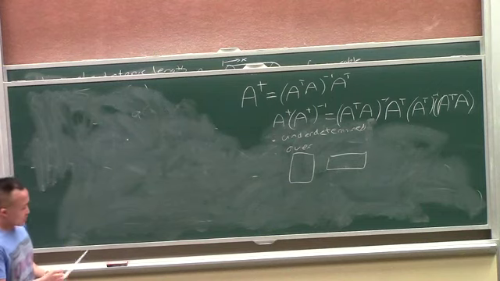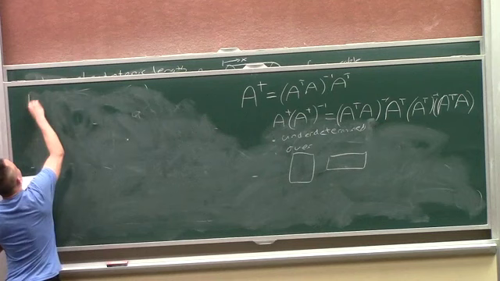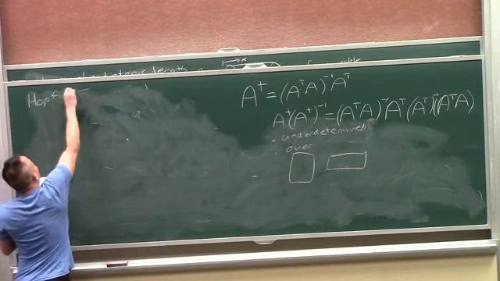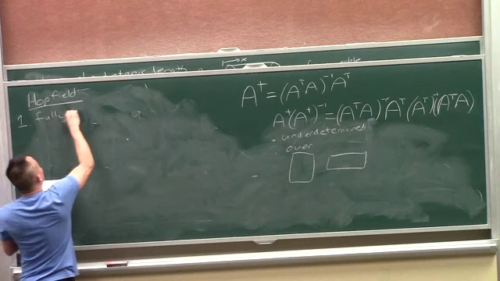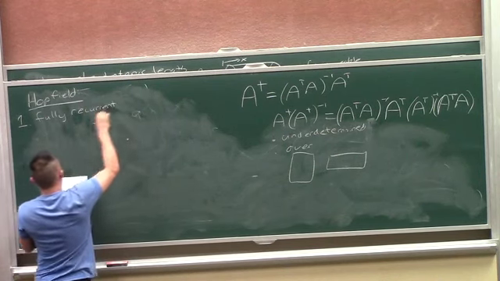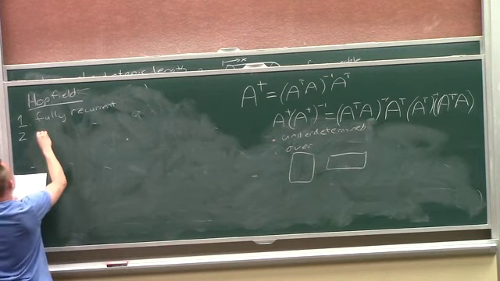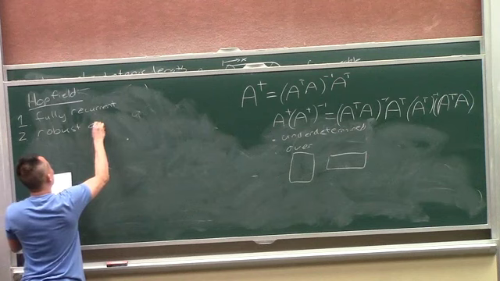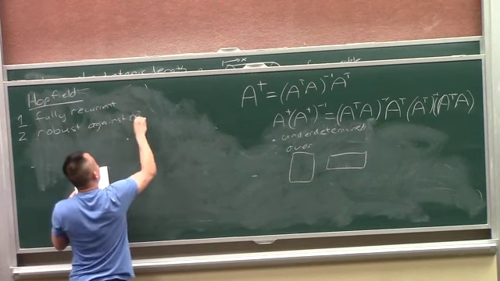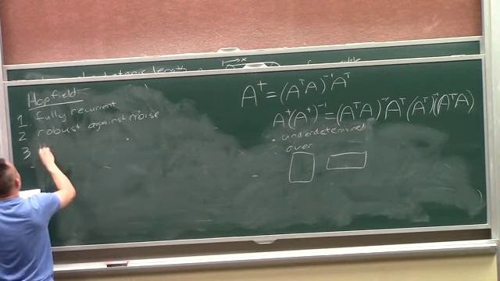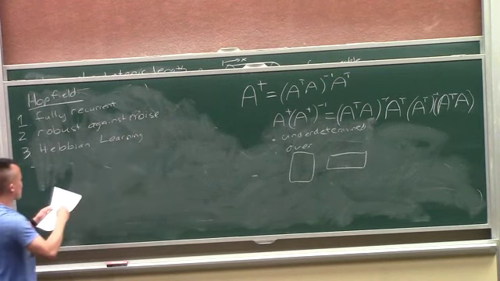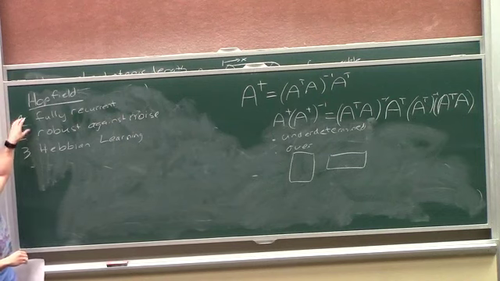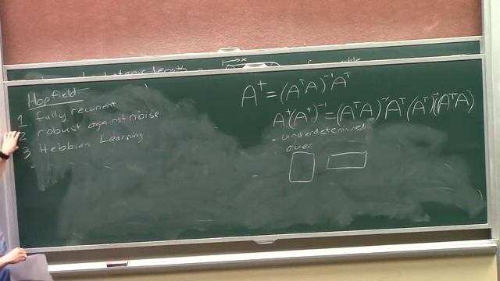A couple of concepts to remember. Some of the main concepts behind a Hopfield network: one, it's fully recurrent; two, it's robust against noise in the input; and three, it learns through Hebbian learning.